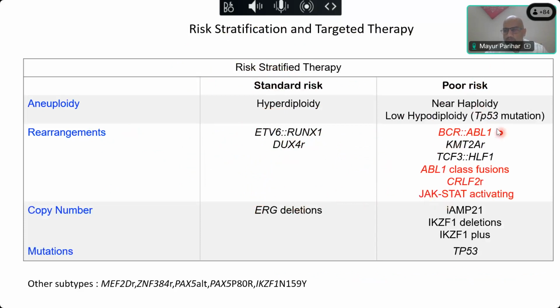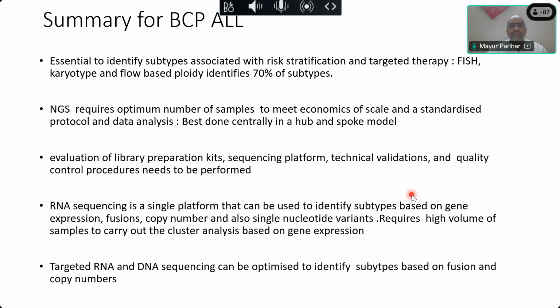And the red ones, what I'm showing you here. So identify abnormalities that are important for risk stratified therapy, and we must identify in a diagnostic lab abnormalities which have targeted therapy. So there are other subtypes also, like the PAX5 alt or PAX5 P80R, whose risk stratification is intermediate risk in this patient, but these ones at least you should identify.